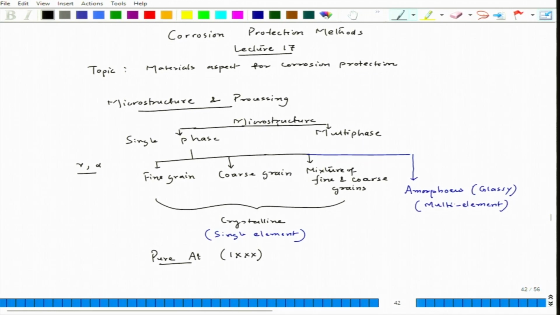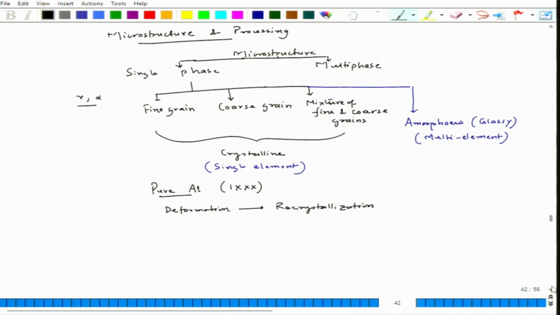So, the pure aluminium here, if we do deformation, and after deformation, if we do recrystallization, then recrystallization can have three variations. We can have recovery, then grain refinement, which is actual recrystallization, and then grain growth. So, we can get two variations.